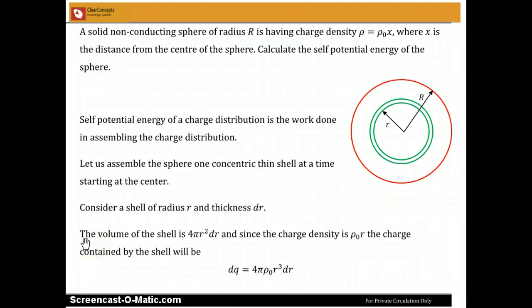Now the volume of the shell is 4 pi r squared dr, and since the charge density is rho naught r, because r is the distance from the center, the charge contained by the shell will just be the product of these two quantities, which turns out to be dq equals 4 pi rho naught r cubed dr. So now we know what the charge contained by the shell is.